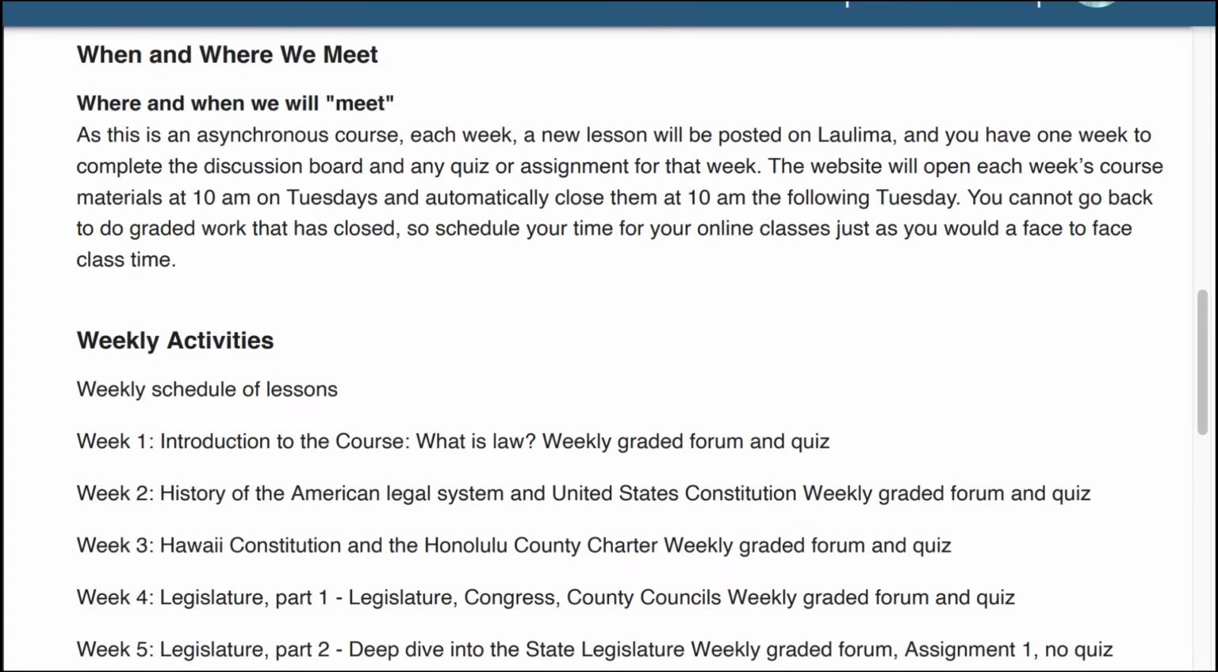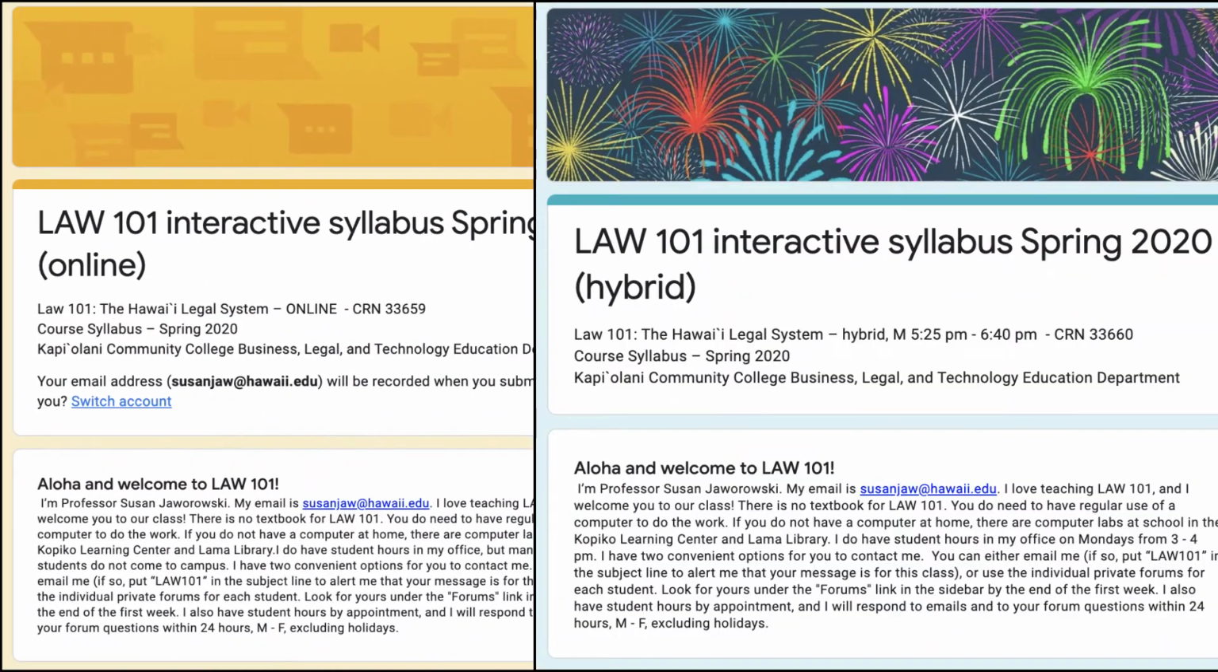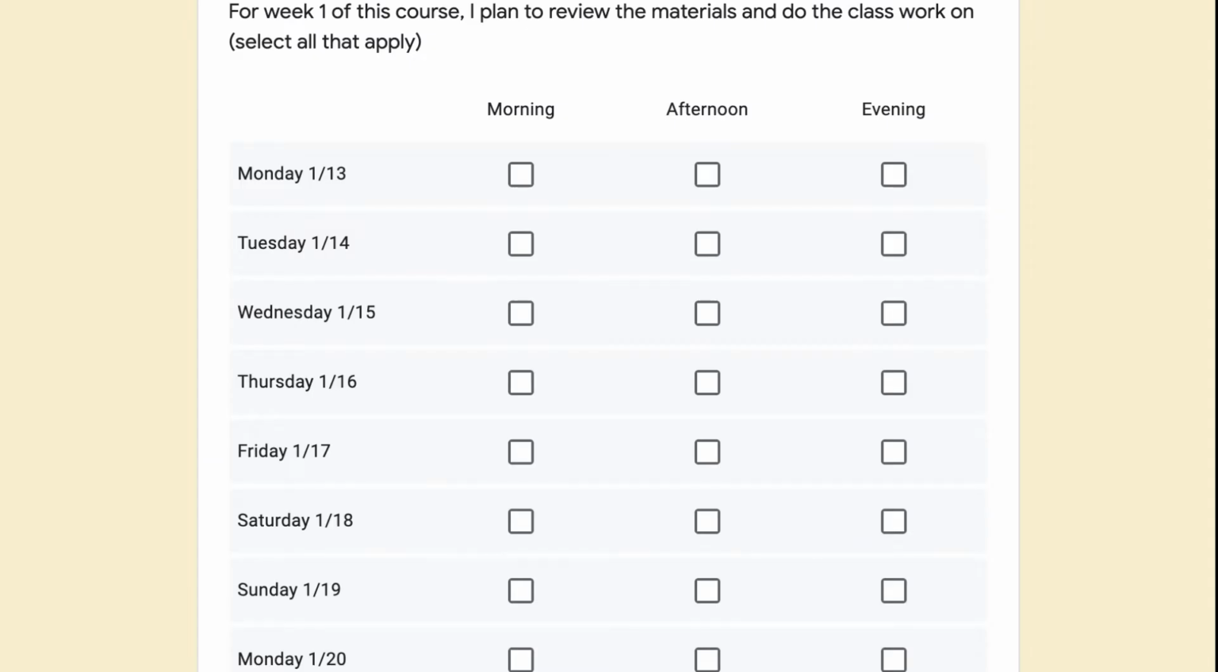The third section of the syllabus went over the asynchronous format of the class. Now I will be switching back and forth between the interactive syllabus for my hybrid class and my online class. So this question from the interactive syllabus comes from the online version. I decided I wanted to help them start with time management skills, which are absolutely essential in an online course.